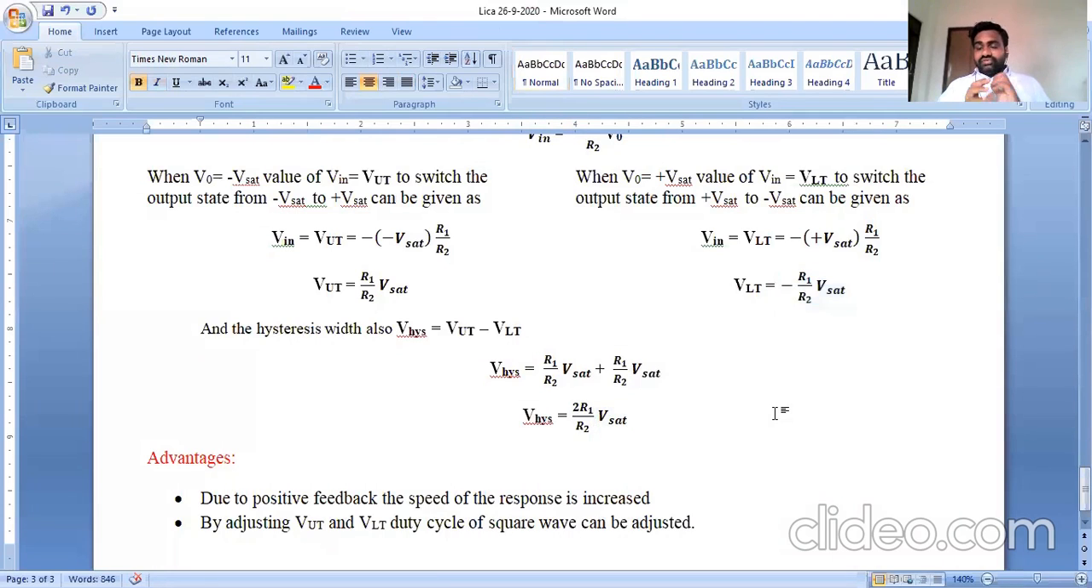Always remember that the hysteresis value can be varied by changing the resistances R1 and R2. That means because of the input resistance and feedback resistance only, the upper threshold and lower threshold values are calculated. The behavior of hysteresis depends on the ratio of R1 and R2. If we change the resistance ratio, the upper threshold value, lower threshold value and hysteresis voltage will change.